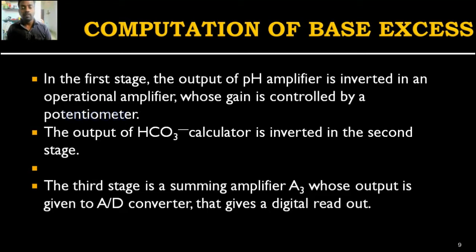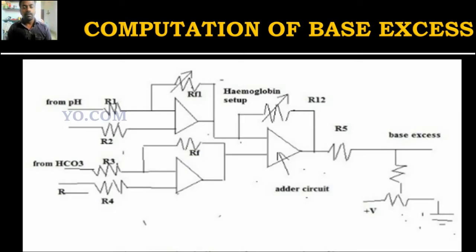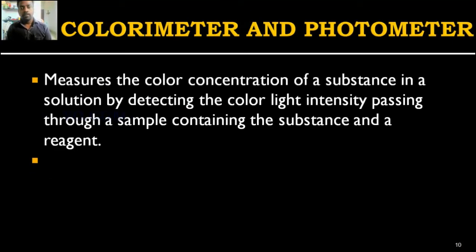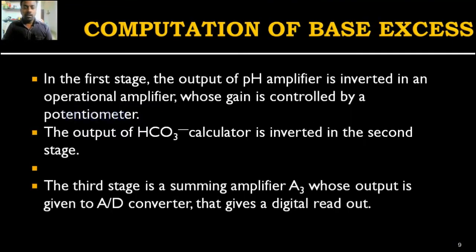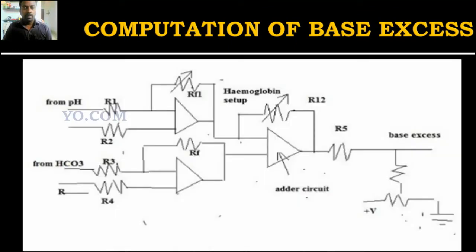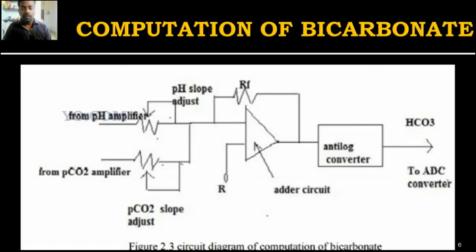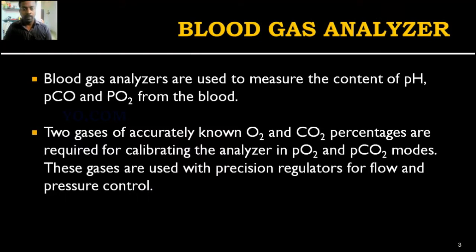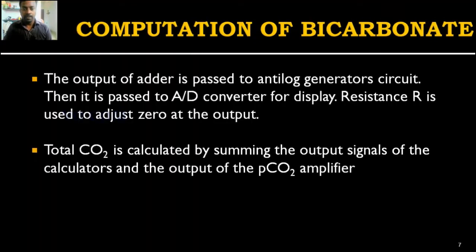Okay, right. So the two input signals are given to this amplifier, and the output of the amplifier is given to the adder, then the adder produces the final output, that is the base excess. Okay, then these two are actually the blood gas analyzer. Okay, bicarbonate measurement. These two are the blood gas analyzer.